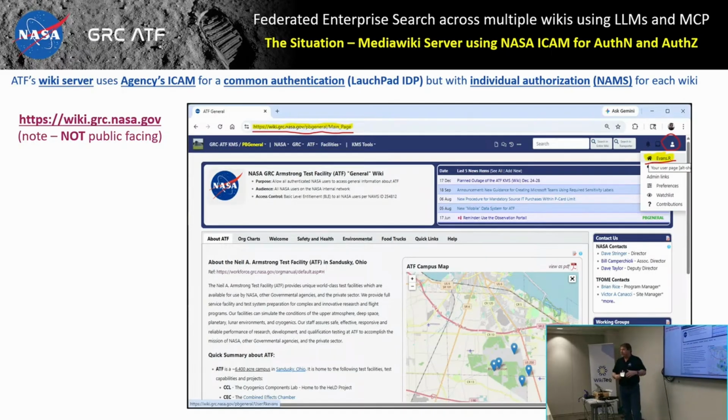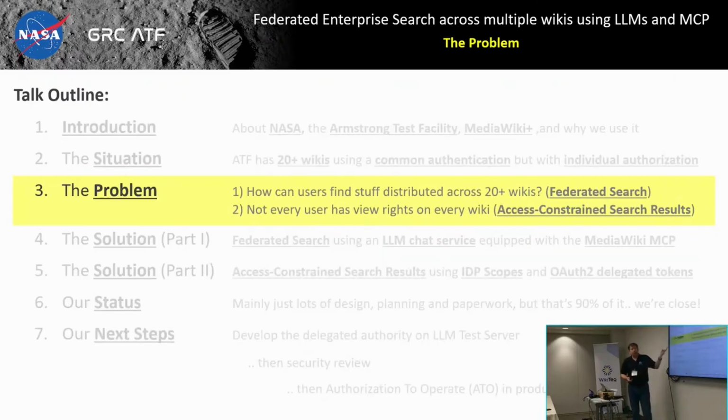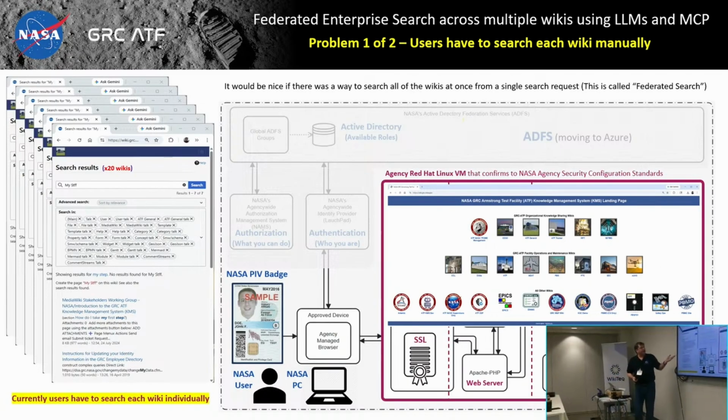Each of these wikis has a lot of really great individual content for the different test projects that we do and the different facilities that we operate. There are all these different reasons why we operate different wikis, because they all have different access control schemes. So the problem now is that if somebody wants to find something, we do not have the ability to search all the wikis with one search input box.